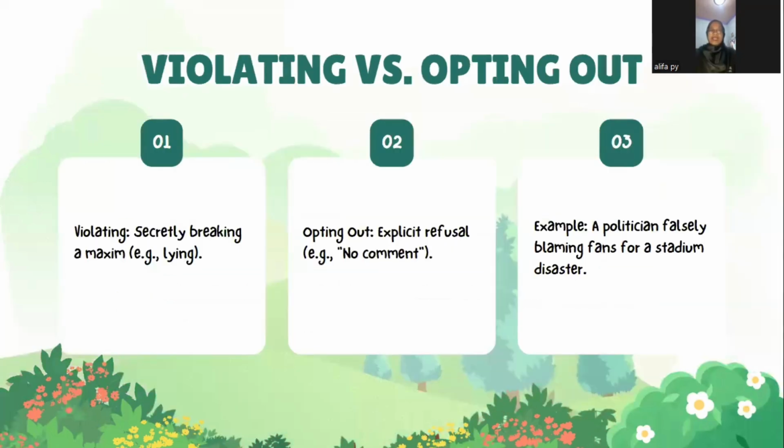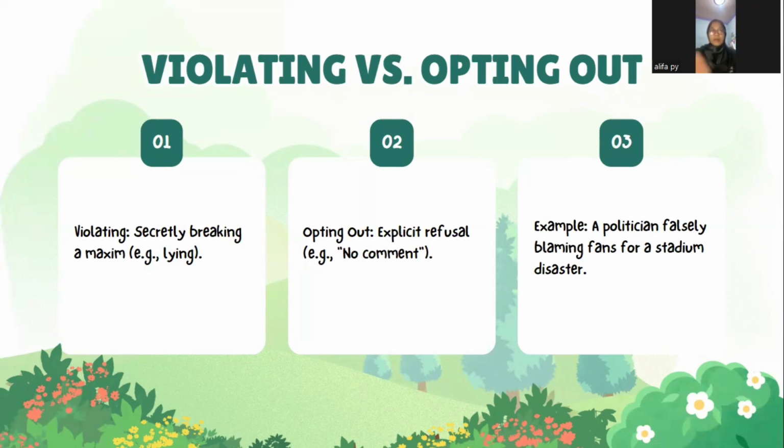Next is violating versus opting out. So look at two situations where people don't follow the maxims here. The first one is violating a maxim. This means secretly breaking a rule to mislead someone. For example, a politician blames fans for a stadium disaster, even though it is not true. So that violates the quality maxim because they are lying to protect themselves.